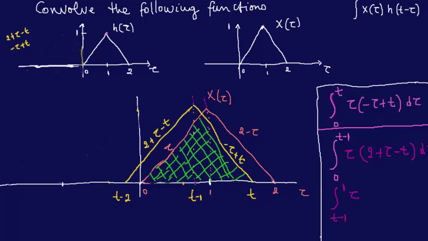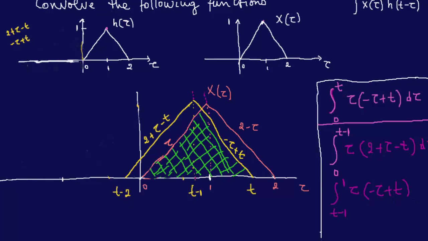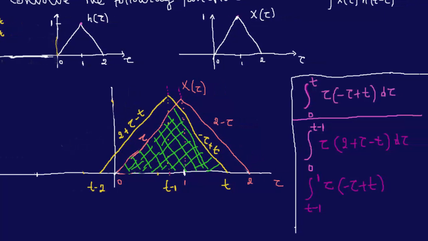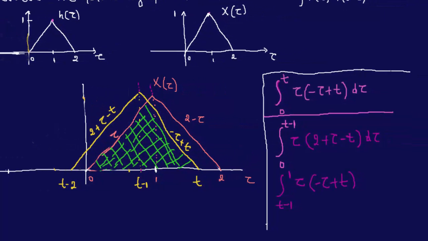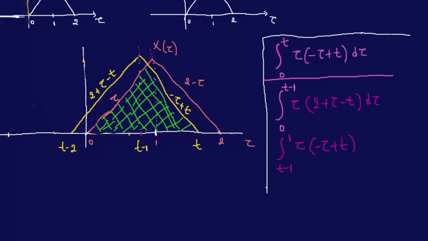What's our h of t? It is the yellow line over here, which is minus tau plus t, or t minus tau. Okay, let's keep going. Probably would have to draw another one though.